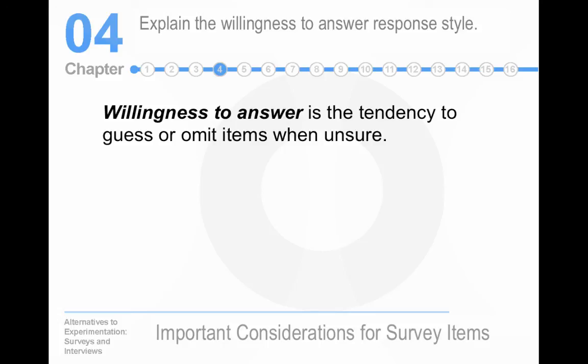A good example of this is something like the MMPI, which asks a lot of yes-no questions, agree-disagree questions. And one of those items is, I'm afraid of spiders. Yes or no? What's the right answer? There is no right answer. Some people are afraid of spiders, others are not.